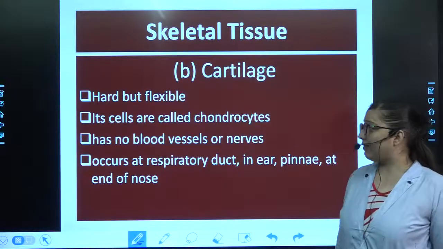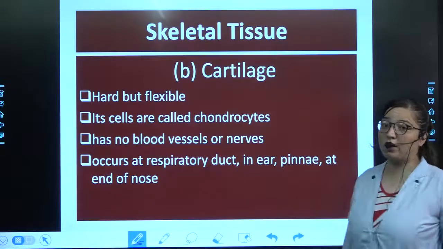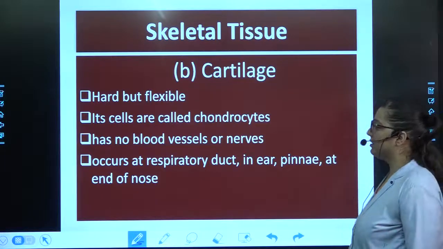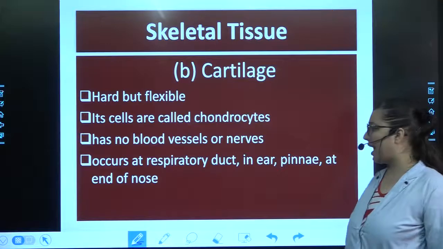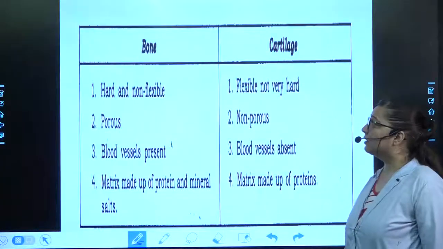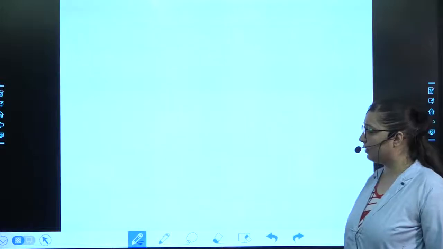Then about the cartilage. It is hard and flexible. What are its cells called? Chondrocytes. And it has no blood vessels or nerves and occurs at the respiratory duct and the pinnae at the end of the nose.